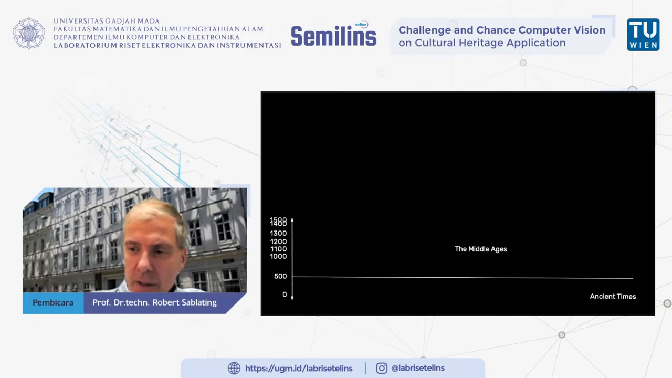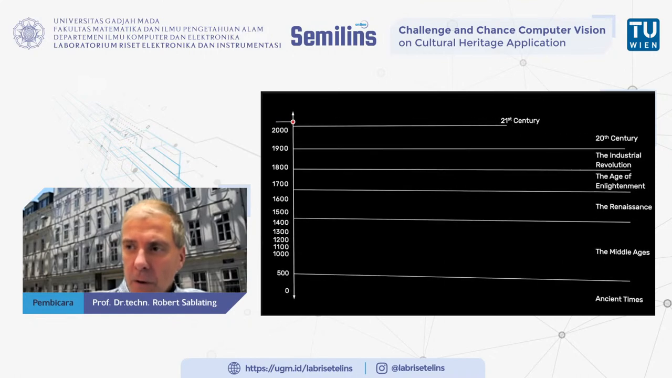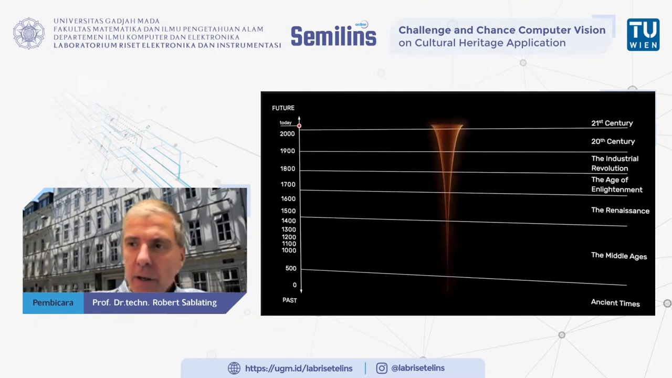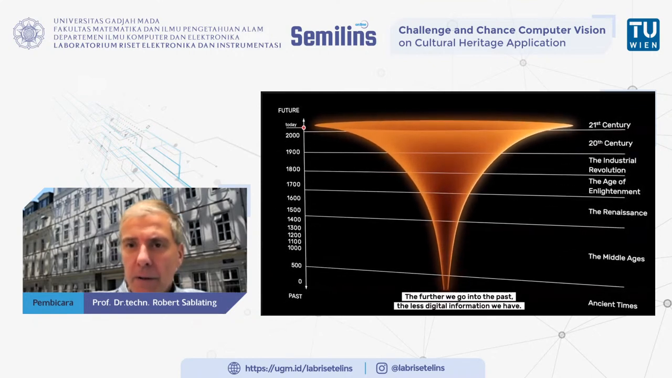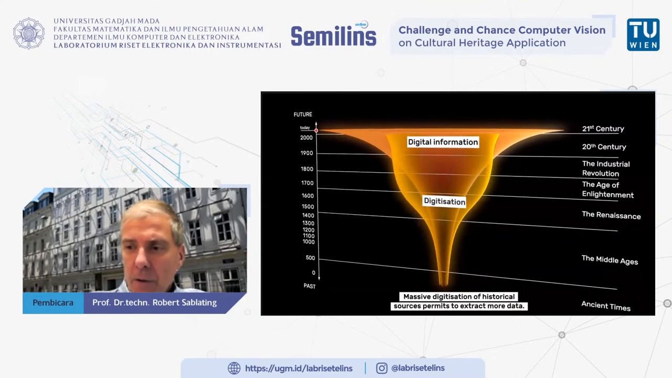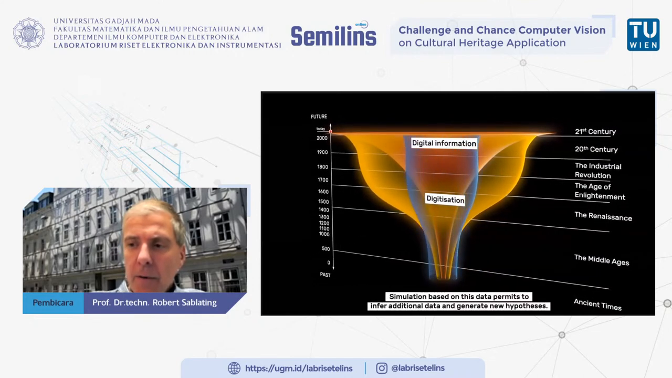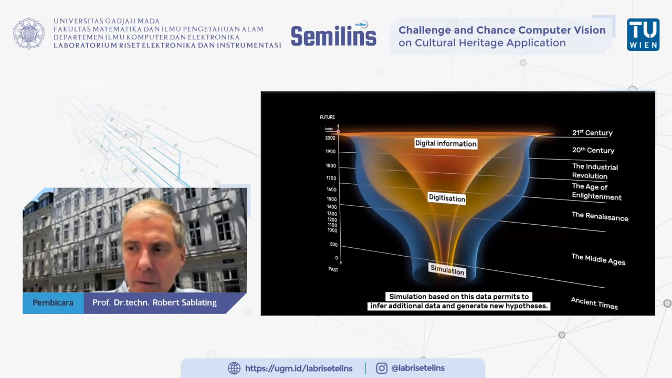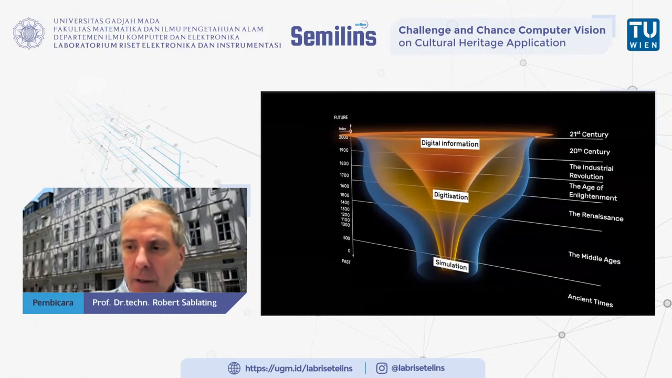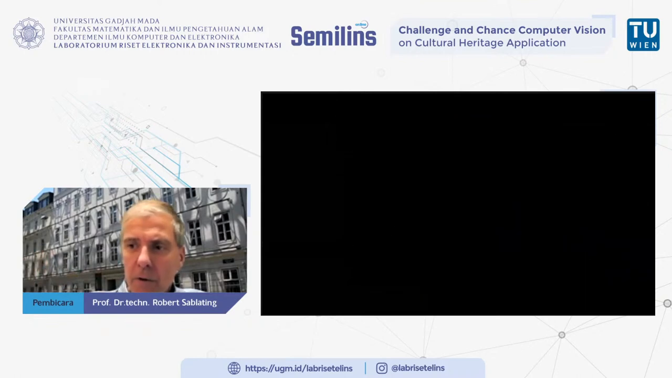The problem is that the farther you go away from the present, the less data is available. And the idea is to get more data and to augment this data such that we get more information about what has happened. Using this digitization, because there's a lot of material still in archives, we can model and make a digital twin of history and get the information that is now still hidden in the archives. So this is the idea of this whole project.